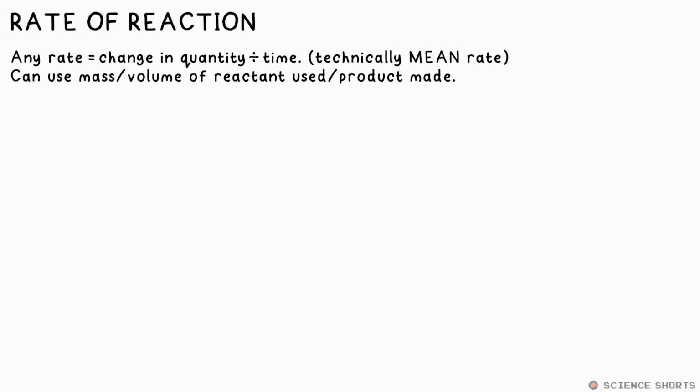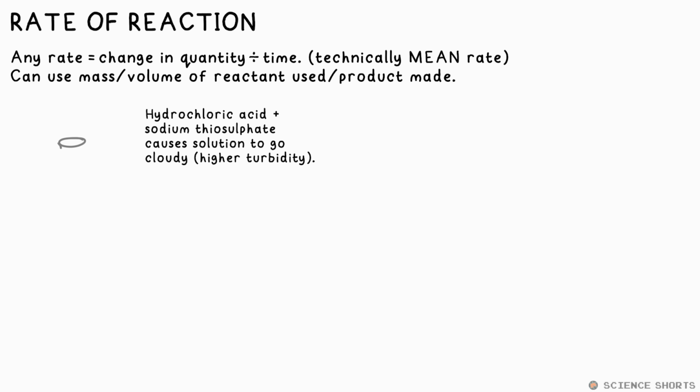The boards, however, like to stipulate that this technically gives us mean rate, as the rate could be changing over the time you measure. But that's true for any measurement made over time ever, so that's a bit redundant, but we'll go with it. An experiment on this could be reacting hydrochloric acid and sodium thiosulfate in a conical flask sitting over a piece of paper with a cross drawn on it.